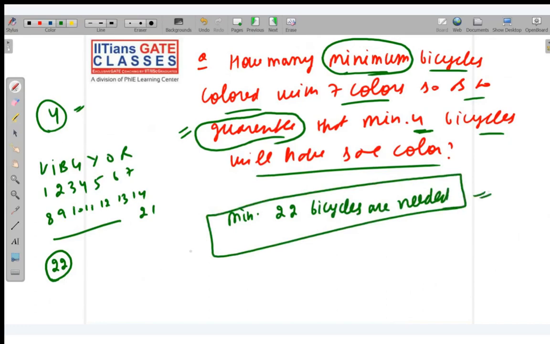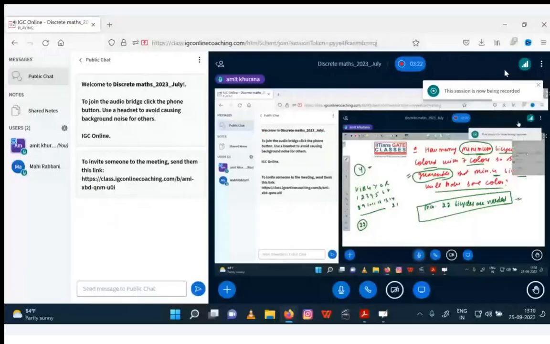Yes, minimum 22 bicycles are needed. Let me jump to the next slide now. And I have not applied any formula. I have not given you anything. The basic thing is common sense. Just a second, please.